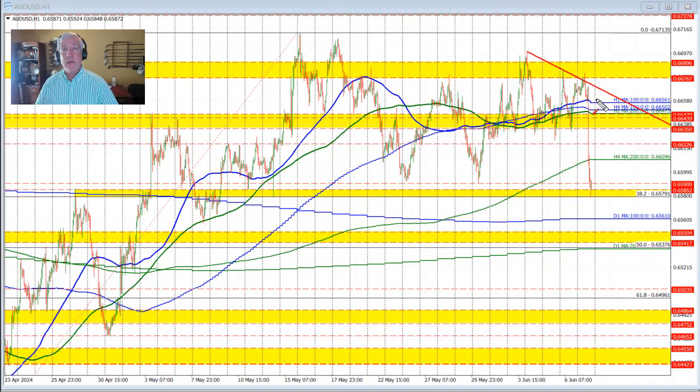I'm going to take a look at the Aussie versus US dollar. Today's date is June 7, 2024. Let's get started. The Aussie dollar is one of the weakest of the major currencies traded today.